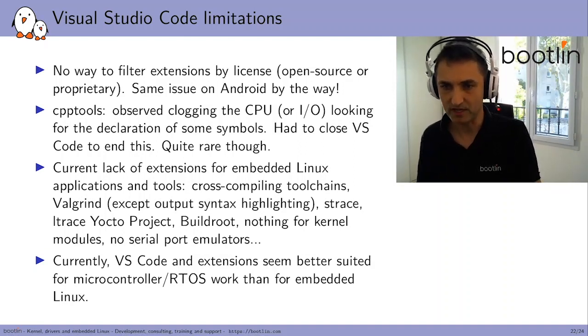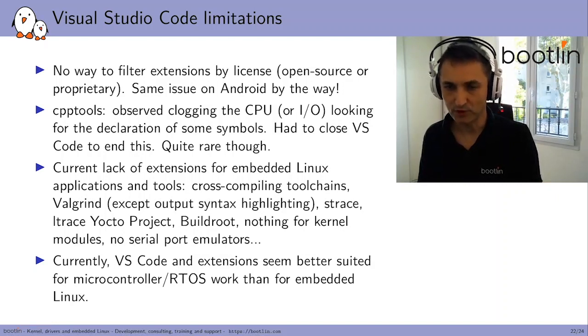extensions for embedded Linux applications and tools. So support for cross-compiling toolchains, support for Valgrind, except output syntax highlighting, that's just that. Support for strace, ltrace, Yocto Project, Buildroot. There's nothing for kernel modules. There's no serial port emulators that I could find.